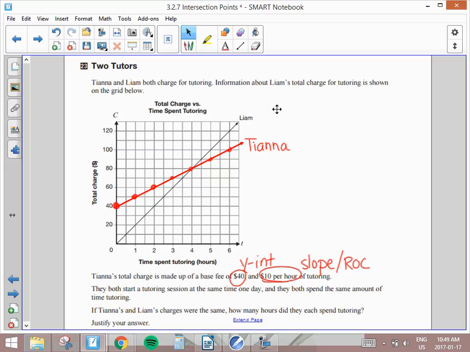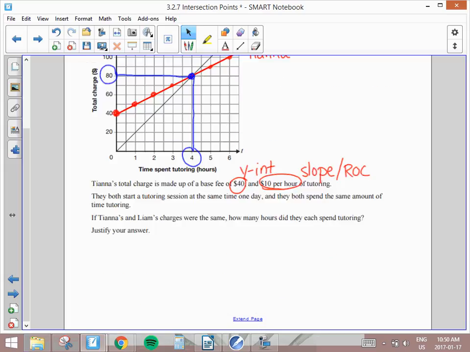Now I'm looking for the point where they both tutor for the same amount of time and charge the same amount of money. So the point that I am looking for is where the two lines cross, and I can see that that's at 4 hours, and they will both be charging $80. So I'm showing my work on the graph here before I answer the question so that they can see my thinking and I'm justifying my answer. And then I'll write it up in a sentence.